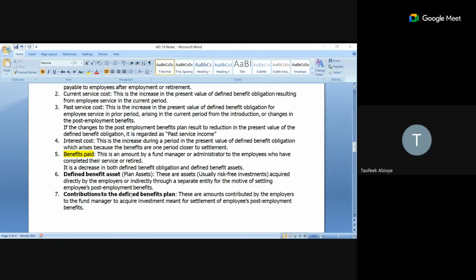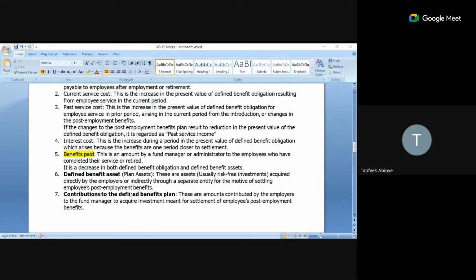That is what they call defined benefit assets. These are assets, usually risk-free, acquired directly by employers or indirectly through a separate entity, for the motive of settling employees' post-employment benefits. So the sole aim of that plan asset is to settle that liability. That is why they call it plan asset. That liability, you must settle it. So you go and invest it in a risk-free asset, because anytime you want to settle the employees, that is where you are going to remove that money from.